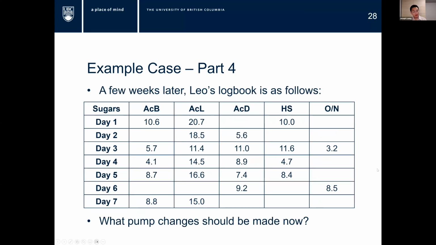And then a few weeks later, we're taking a look at the blood sugar readings once again. And here we are also perhaps noticing another pattern. So you can also pause the video here and see what you observe.